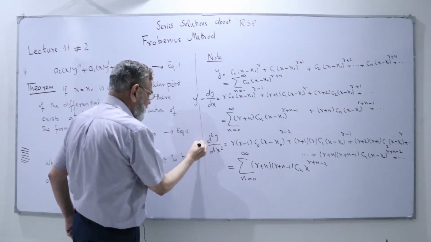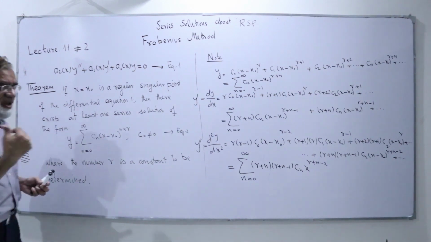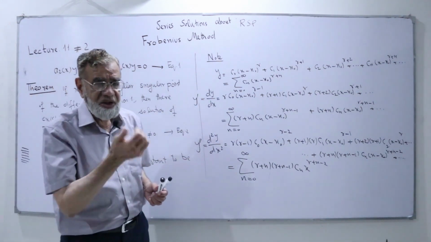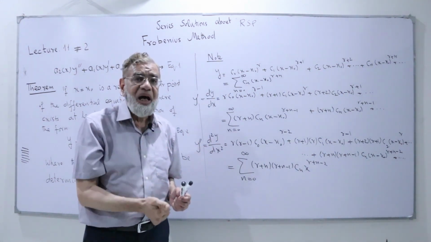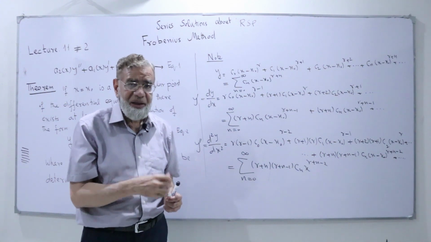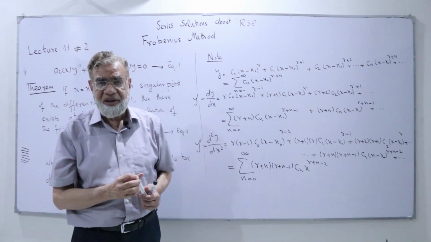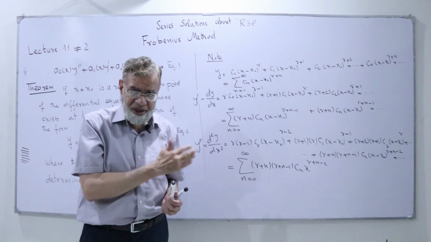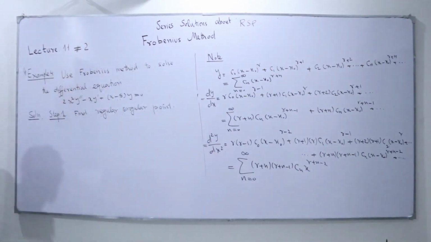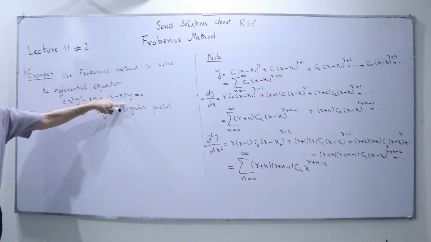When I substitute in my differential equation, I can then find the values of c1, c2, c3, c4 in terms of c0, and we can write our general solution. As I said, we have to find r before solving it. We call this equation the indicial equation, and there are two methods of finding the indicial equation, one by direct substitution and one by the formula. I will explain with the help of an example. We use the Frobenius method to solve this differential equation: 2x square y double dash minus x y dash plus (x minus 5) y equal to 0.